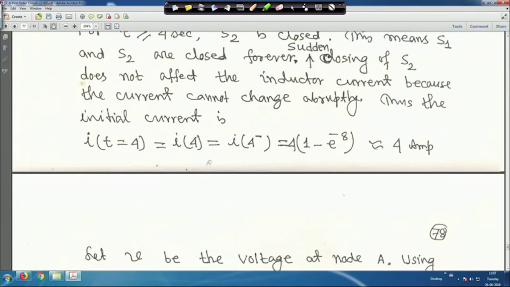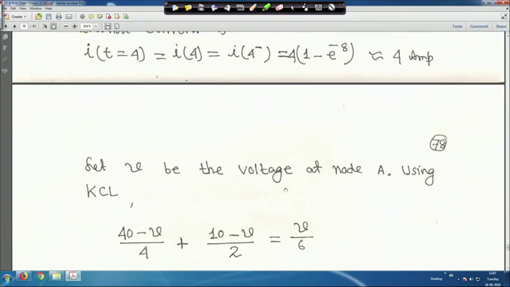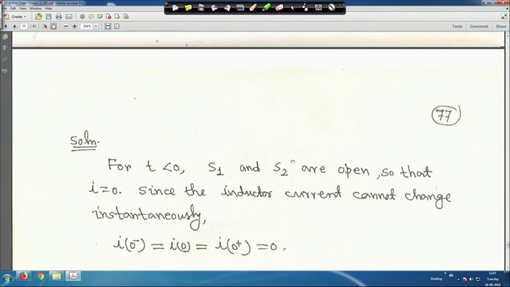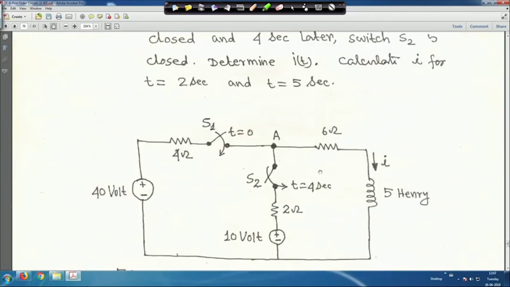So, you will find that I 4 minus is equal to I 4 plus, approximately 4 ampere, because 1 minus e to the power minus 8, e to the power minus 8 is too small. So, approximately 4 ampere, that is at t is equal to 4. Now, let V be the voltage at node A. So, in this case now suppose steady state is reached.